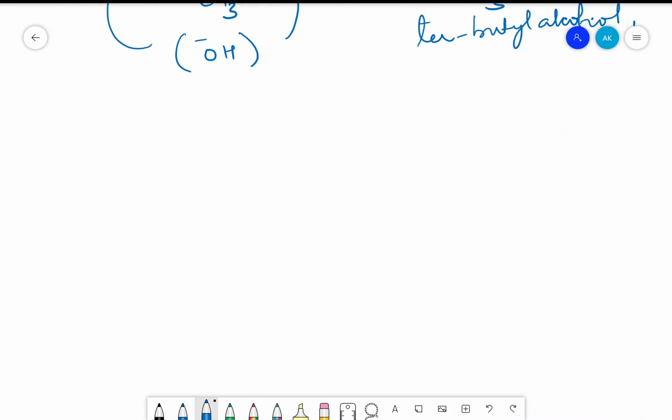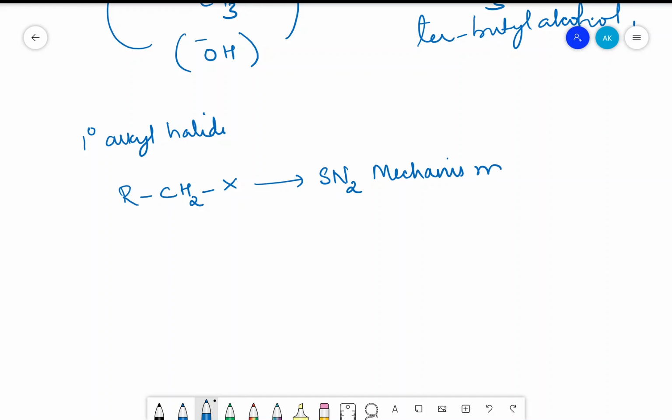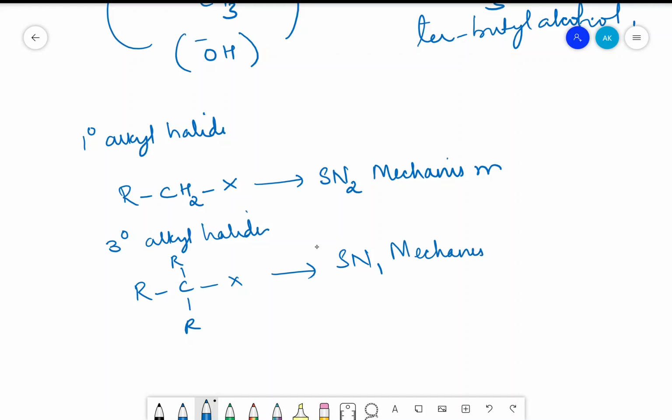Points to remember here: a primary alkyl halide, that means RCH2X, undergoes SN2 mechanism, whereas tertiary alkyl halides, where all the hydrogens are replaced by R, with X, show SN1 mechanism.